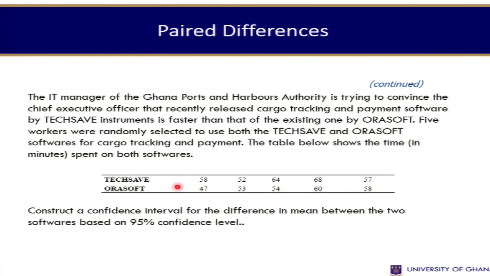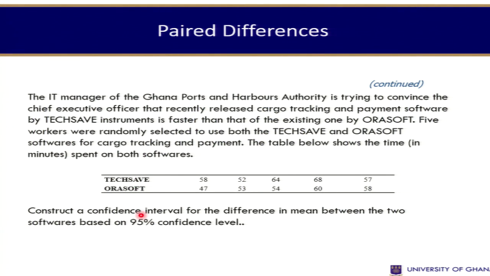The IT manager of the Ghana Ports and Harbours Authority is trying to convince the Chief Executive Officer that the recently released cargo tracking and payment software by TechSafe Instruments is faster than the existing one by Orasoft. 5 workers were randomly selected to run both TechSafe and Orasoft software for cargo tracking and payment. The table below shows the time in minutes spent on both software. Since the 5 workers were randomly selected to use both TechSafe and Orasoft, this is a paired sample. You can also see that the sample size for TechSafe is the same as for Orasoft.